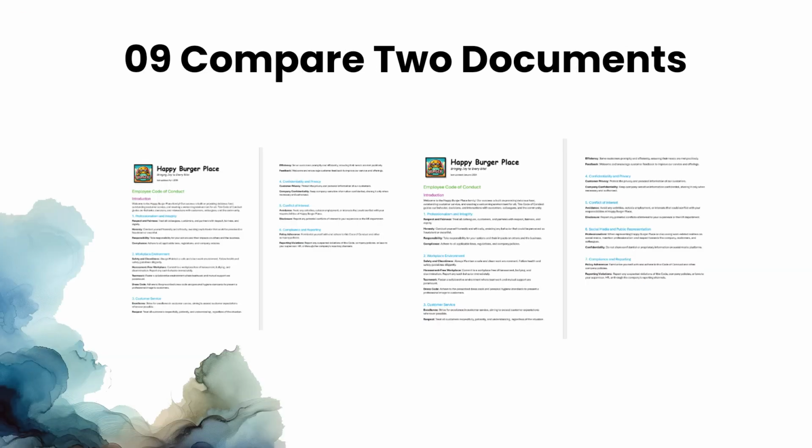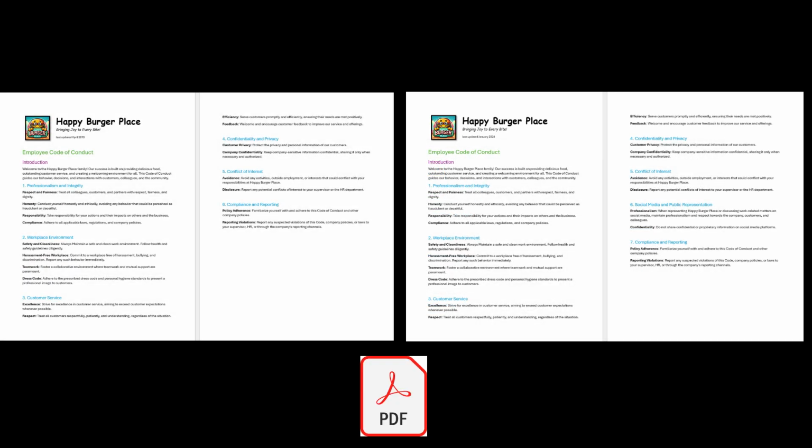Now let's look at how we can compare two documents. These documents are the Happy Burger Place's Employee Code of Conduct. One is from 2019 and one is from 2024. You can remember that something changed in these documents, but you can't remember what.